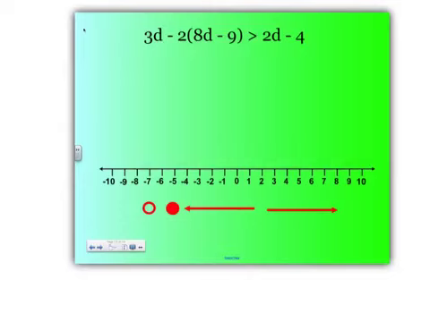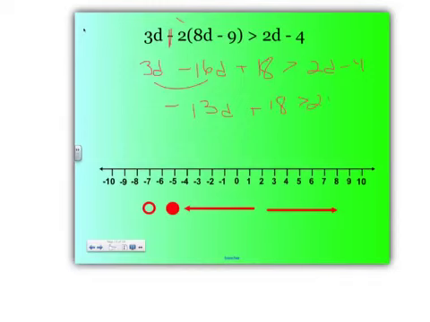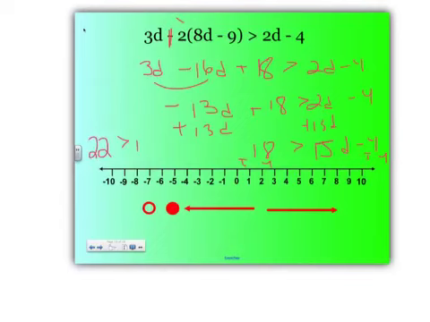So here I want to first of all turn this into a plus negative so that I remember to distribute the entire -2. And I'll get 2d minus 4 over here. These are going to combine to be -13d. And I will add this on both sides. And I'll get 18 is greater than 15d minus 4. Add 4 to both sides. I will get 22 is greater than 15d.